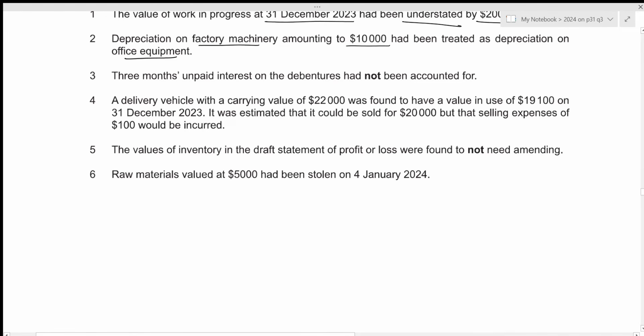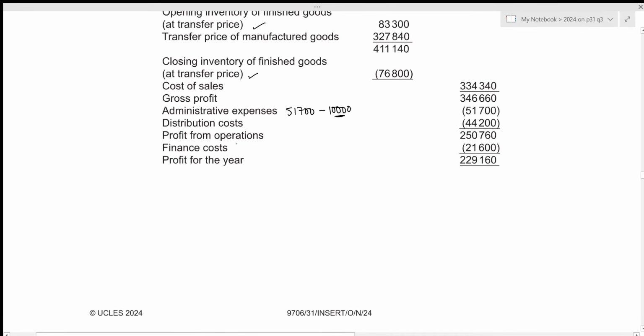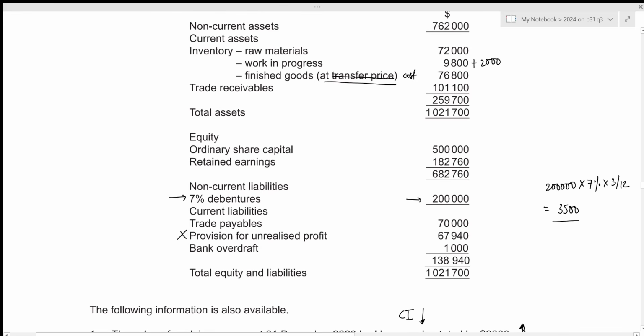For the third one, 3 months unpaid interest on the debentures had not been accounted for. We need to calculate the 3 months interest. So the amount of debenture is 200,000. The rate for debenture interest is 7%. This will give us the interest for the entire year, but we only want the interest for 3 months. This results in the value of 3,500. Now we need to include this 3,500 within our finance cost as well because it was previously not accounted for. So the new finance cost will be 21,600 plus 3,500. And remember that this is the unpaid interest on debenture. So unpaid interest on debenture means that it will be part of our other payables. So that should be included as part of trade and other payables.